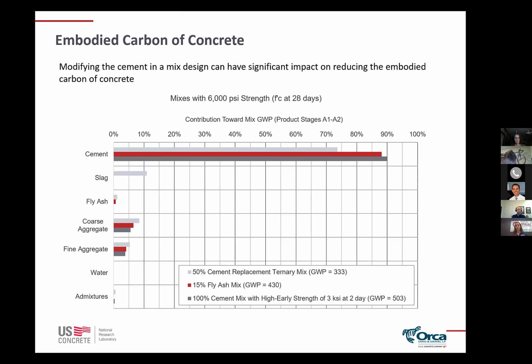And then what this shows is just the breakdown of 3 different mix designs. And really what I'm going to be showing here is something that Dirk also showed in his presentation, just shown in a different way. So this is breaking down the EPD of 3 different types of mix designs. The light gray is a 50% cement replacement ternary mix. And what you see there, where you've got 50% of the cement replaced, is that the cement makes up about 74% of the total embodied carbon out of all the materials in that mix design.